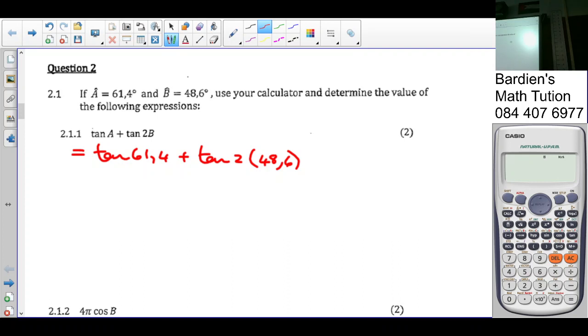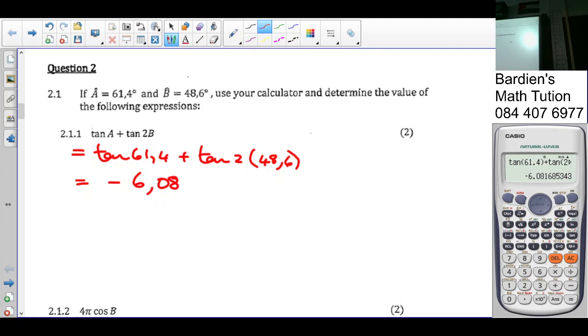So you punch that in the calculator. Tan of 61,4, close the bracket, plus tan. Now maybe you would put 2 and then open brackets, 48,6. That is not correct. That means they take tan of 2 and multiply that answer by 48,6. This is actually 2 times that angle. Is that multiplication? Which gives you negative 6,08. You all okay with that?